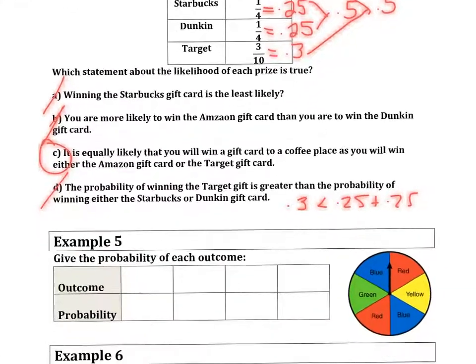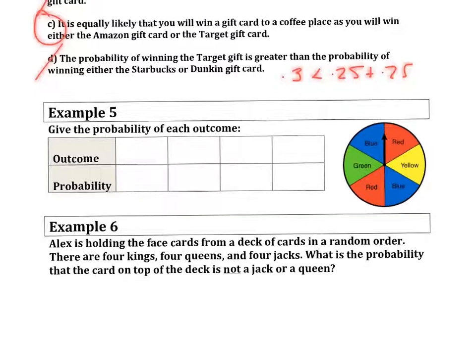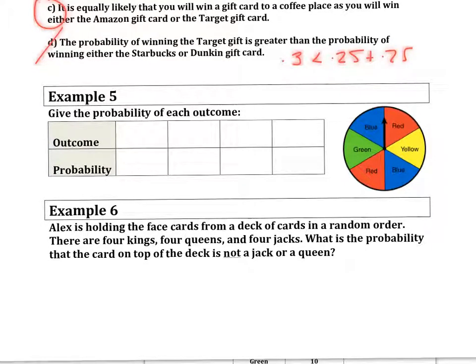Okay, next in example 5, give the probability of each outcome. The first thing you want to do when you're making this table is list what your outcomes are. So we have blue as one outcome, red as another outcome, green, and yellow.